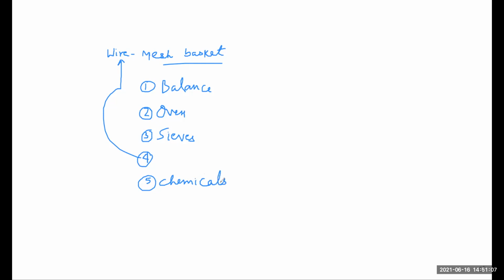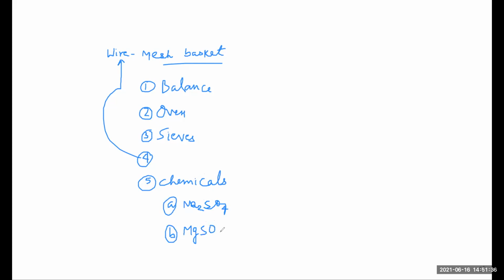Chemicals. Option A is sodium sulfate, Na2SO4. I think this is the chemical formula of sodium sulfate, Na2SO4, and the next one is your magnesium sulfate, MgSO4.